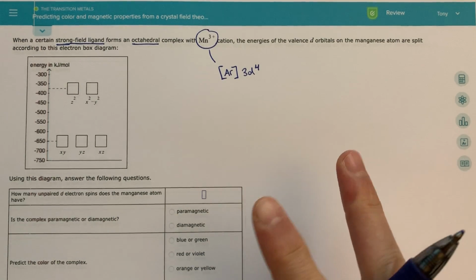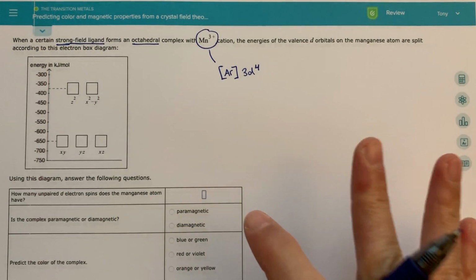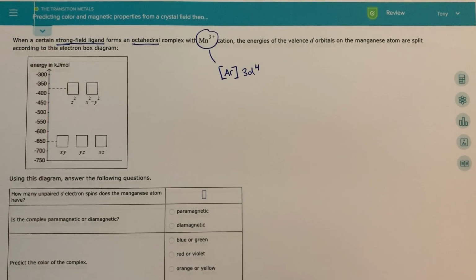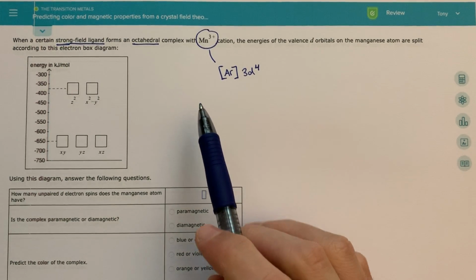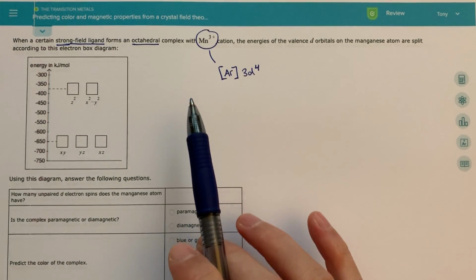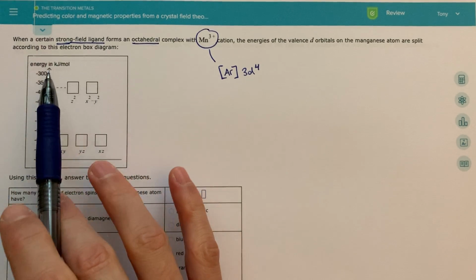I'm going to do two different examples of this topic. The first one, obviously, I'll go into a little bit more depth, and the second one we'll move through a little bit more quickly. So the first thing that I've done for this question is underline some of the relevant information. So we're told that it's a strong field ligand.